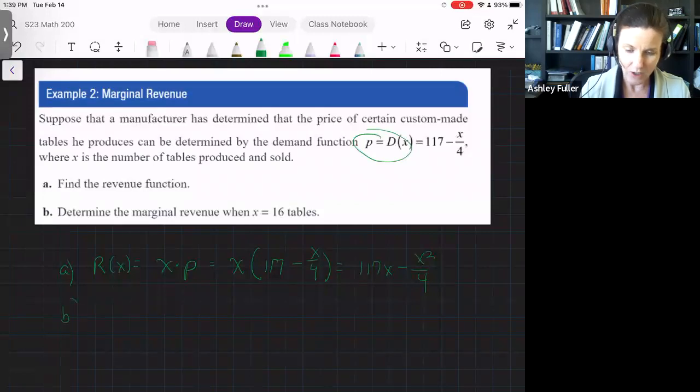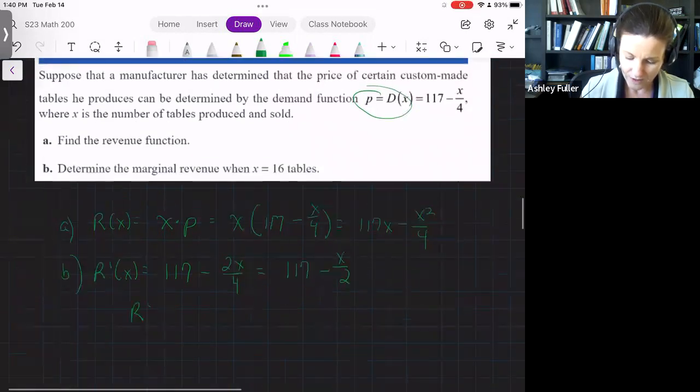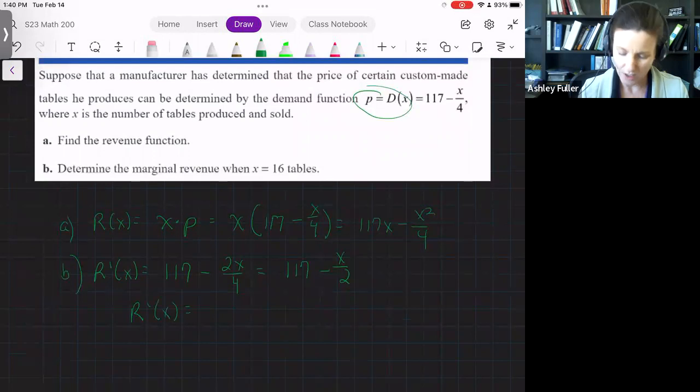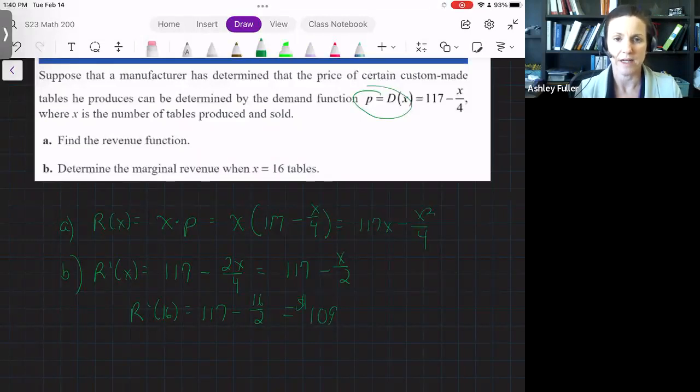And then to determine the marginal revenue, we're going to need to take the first derivative of that revenue function, which leaves us with 117 minus 2x over 4. Or if we simplify that, 117 minus x over 2. And therefore, the marginal revenue when we're calculating it for 16 tables is going to be 117 minus 16 over 2, or $109. The revenue is increasing at a rate of $109 per table as that 16th table is sold.